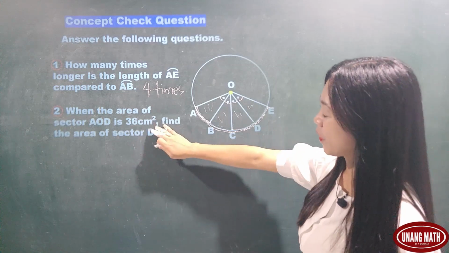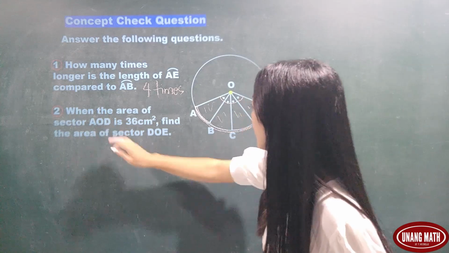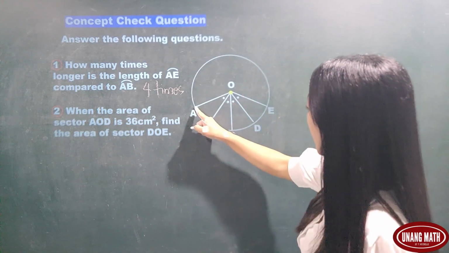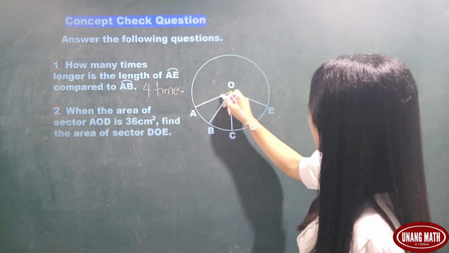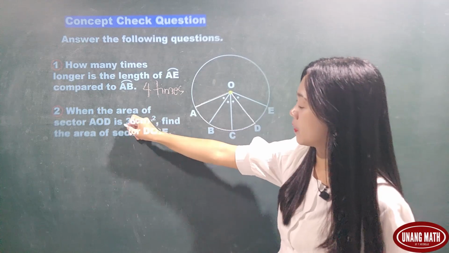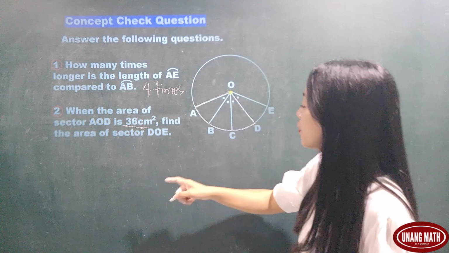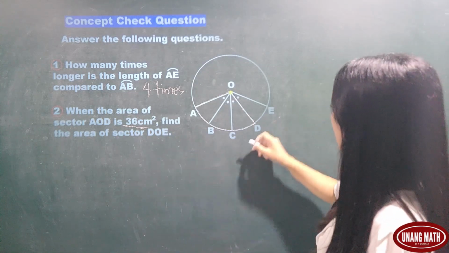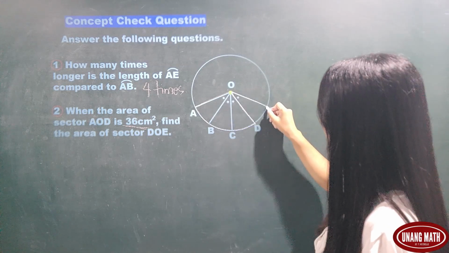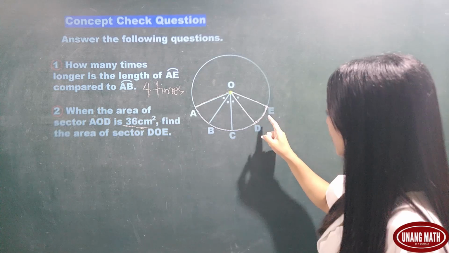Okay, moving on to question number 2. When the area of sector AOD, okay, where is sector AOD? This sector. When the area of sector AOD is 36 square centimeters, find the area of sector DOE. So sector DOE is this sector. Okay, so what is the area of sector DOE?